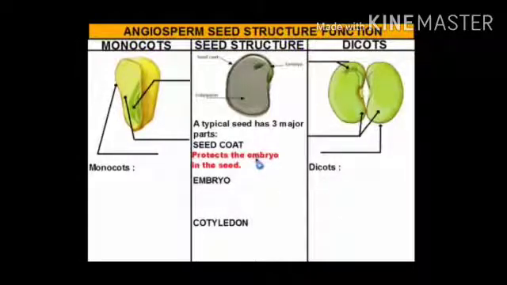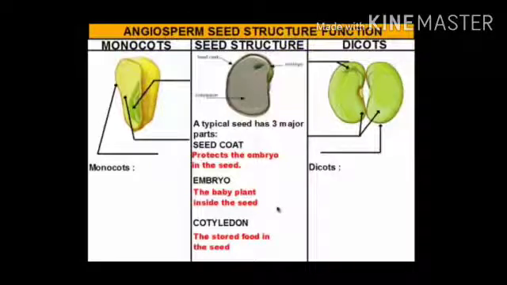The seed coat is a protection for the embryo inside of the seed. As we talked about earlier in the year, an embryo is the baby form of an organism, so the embryo is the baby plant that's inside of the seed. And then lastly, we have a very, very important structure called the cotyledon. The cotyledon is the stored food in the seed.